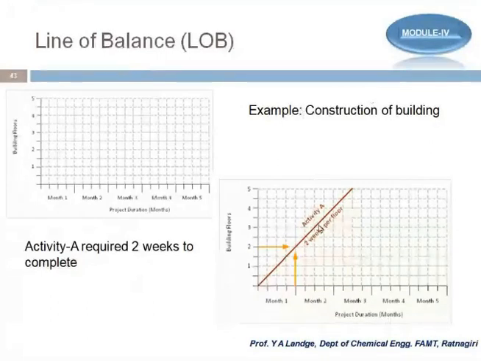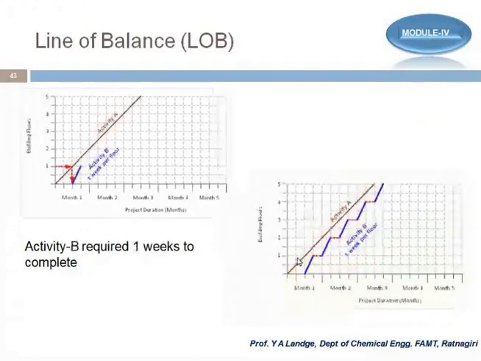Okay, so this graph shows activity A is required for 2 weeks, so we just represent 2 weeks, and activity B is required for 1 week. Activity B is required for 1 week. Are you getting my point?